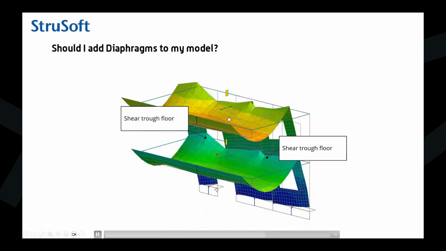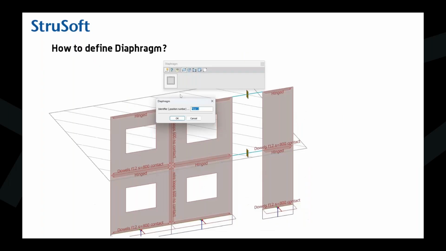In this case, I have used the shell model where I have reduced the stiffness on the secondary direction, but still you cannot quantify how much is flowing through the floor. So shell models are always problematic to use. The third option is to use diaphragms.